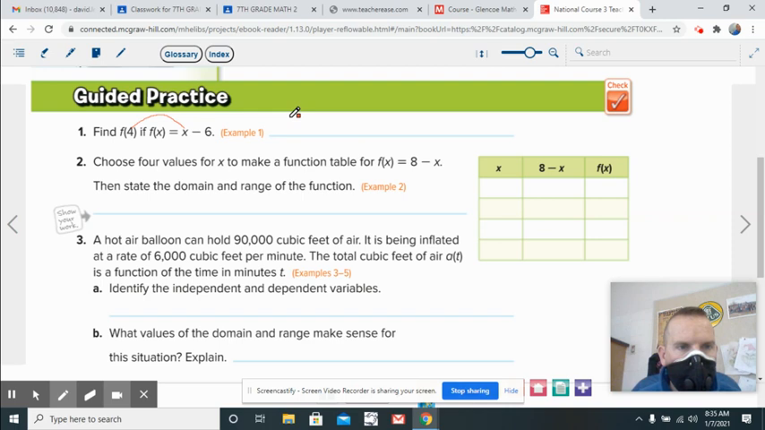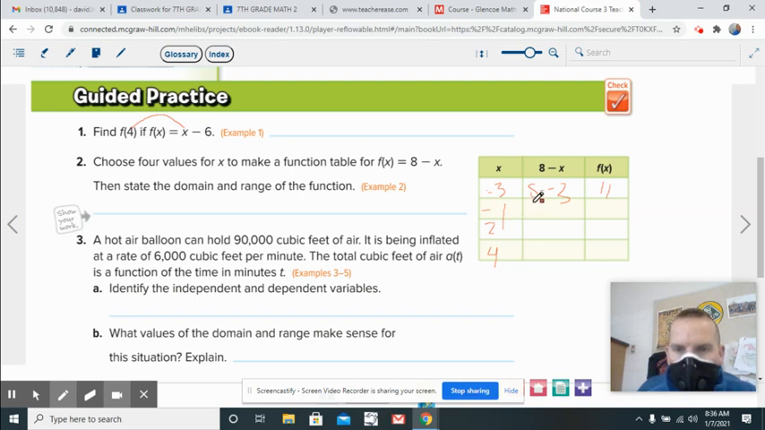Number 2, it says choose four values for x to make a function for this table. Then it says state the domain and range. So we'll use these numbers, -3 and -1, 2, and 4. The reason I use these numbers is so that way the book is the same. All right, so this spot, it just says do 8 minus, and then you copy the number down, -3. You could choose whatever numbers you want. So my answer would be 11.